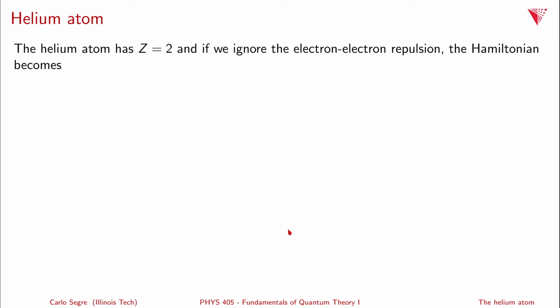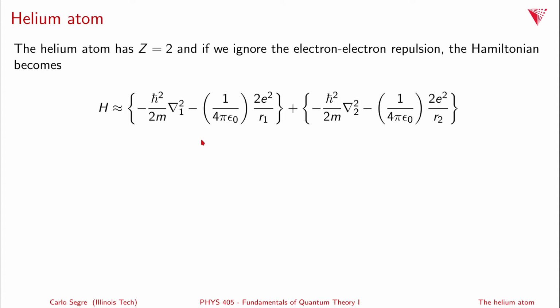Well, let's simplify this by looking at Z equals 2. So it's the helium atom. And now we're going to ignore the electron-electron repulsion, and we're going to have a Hamiltonian that looks like this. It only has two terms now, and the two terms are separable. That is, H is approximately equal to minus h bar squared over 2m del sub 1 squared, minus 1 over 4 pi epsilon naught, 2e squared over r1, 2 being Z, the charge on the nucleus, plus minus h bar squared over 2m del sub 2 squared, minus 1 over 4 pi epsilon naught, 2e squared over r2.